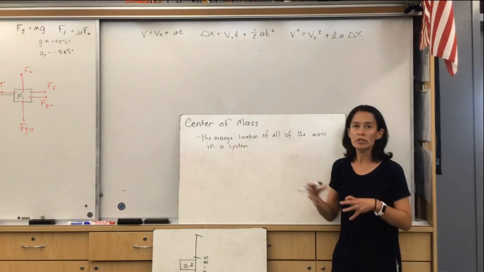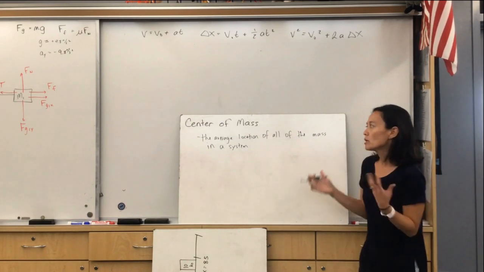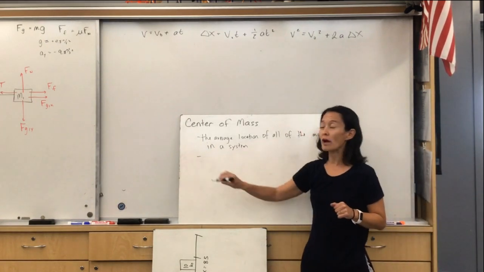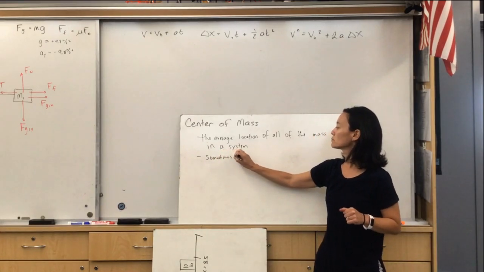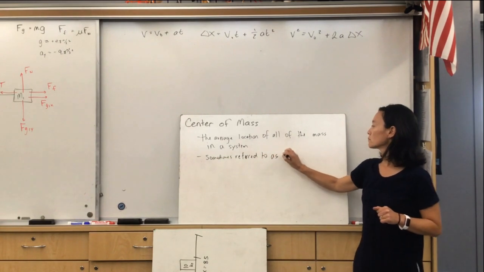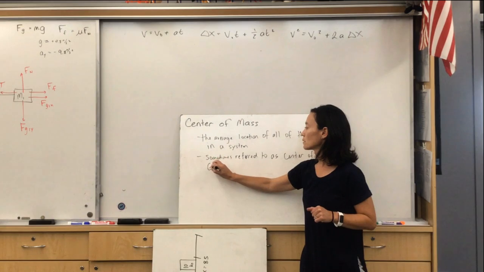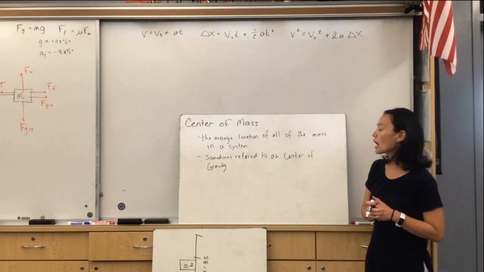So sometimes you may want to just concentrate these three objects to be one object interacting with a different object, and you define what the system is. Sometimes it's called the center of gravity, but they are equivalent to each other.